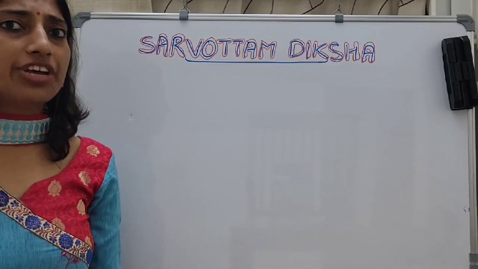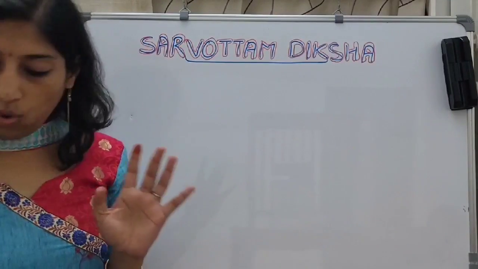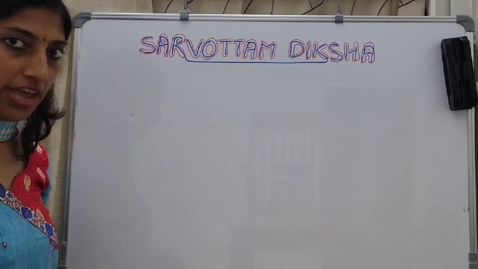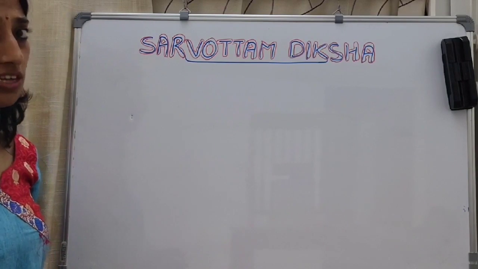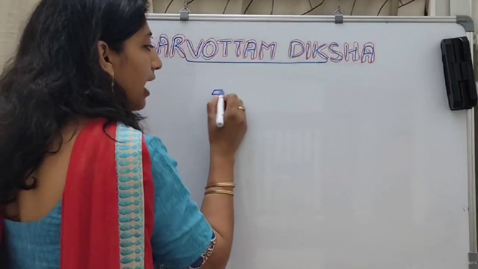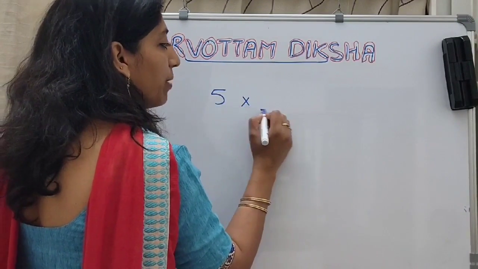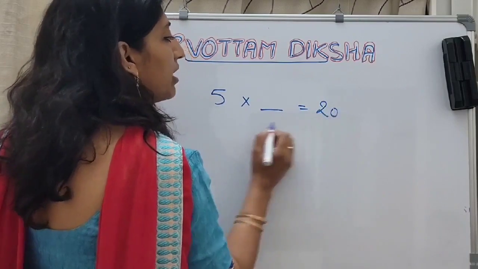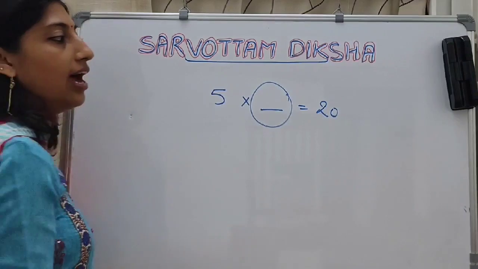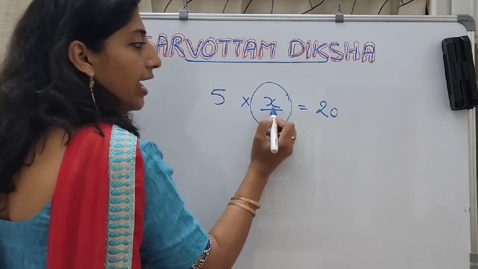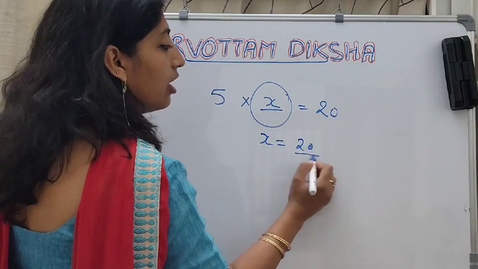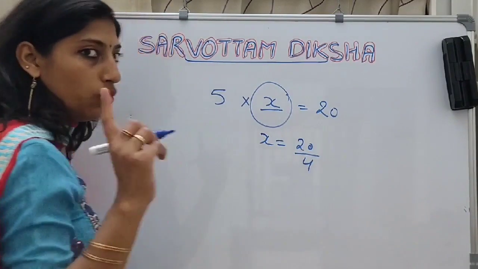Let me start with linear equation in one variable. Suppose I have gone to a fair. I have taken a ride for which I have to pay 5 rupees, and in total I have paid 20 rupees. But I don't remember how many times I have taken the ride. I can say this quantity as x, and I can easily find I have taken the ride 4 times.